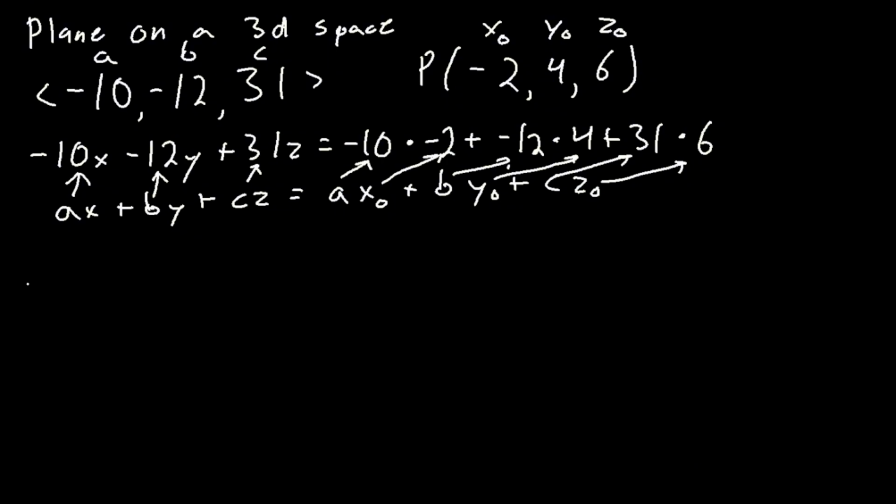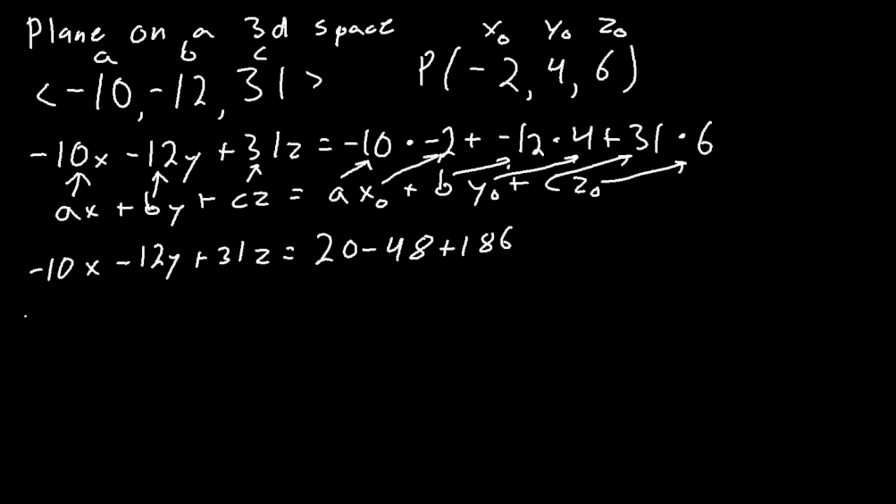I guess I could simplify this in case you guys did. I'll try to simplify it, see if we got the same answer. This is 20 minus 48 plus 186. So -10x minus 12y plus 31z.